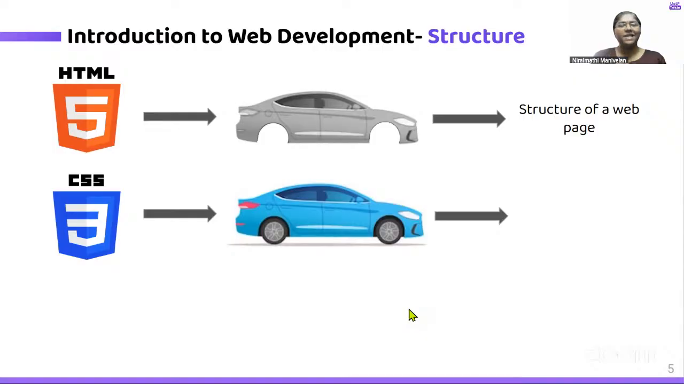And then finally, we have the concept of JavaScript. JavaScript basically adds functionality to our web page. In any website, for example, let us take Amazon. If you search for any product and click on the OK button, that button works as per the JavaScript code. That is the functionality added to our web page. So this is the basic structure.